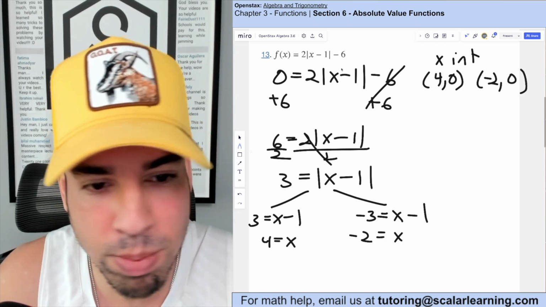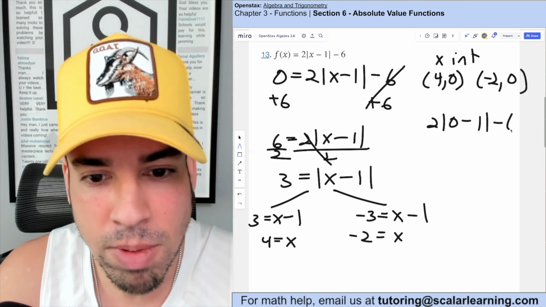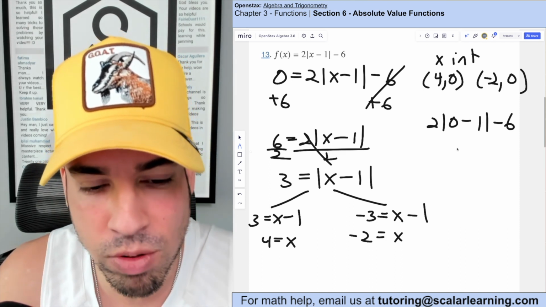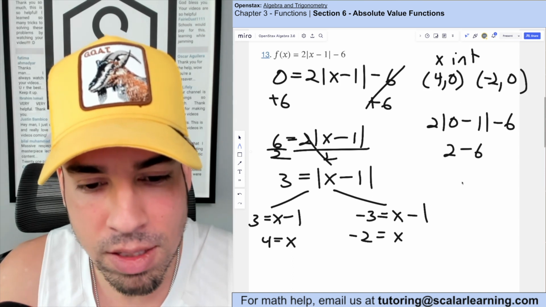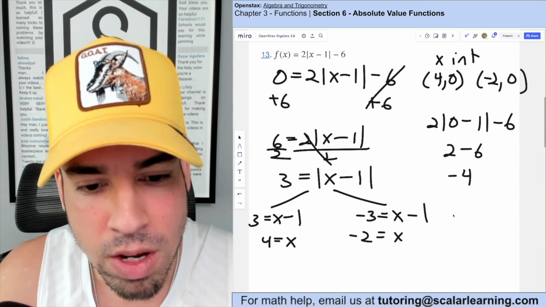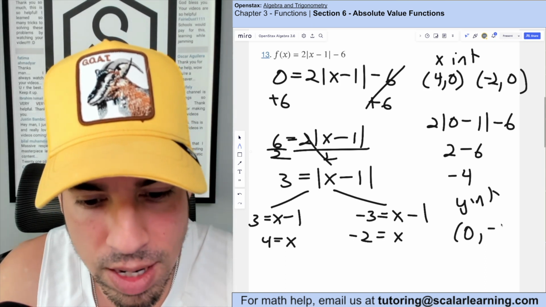Now to get the y-intercept, we plug 0 in for x. So 2 times absolute value of 0 minus 1 minus 6. 0 minus 1 is -1. Absolute value of that is 1 times 2 is just 2. Minus 6 is -4. So my y-intercept is going to be 0, -4.